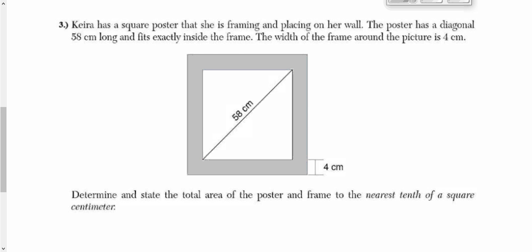Okay, find them. What kind of triangle do we have here? 45, 45, 90. We sure do. So that's a 45, 45, and there's my 90. What part of that 45, 45, 90 have they given us? Okay, so you need to find one of those legs, don't you? Maybe I'll put an X here. And how do they want their answer, by the way? Nearest tenth of a square centimeter.